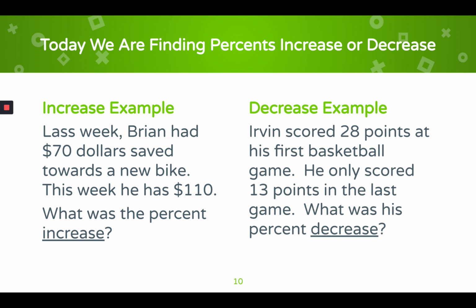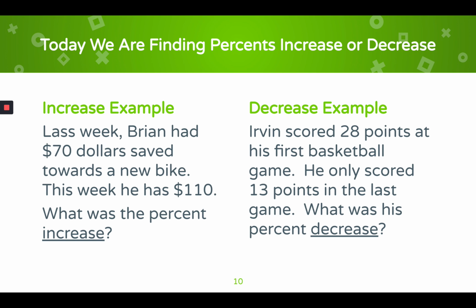How about this one? Irvine scored 28 points at his first basketball game. He only scored 13 points in the last game. What was his percent decrease? So again, it's a change in value, either going up, in the case of the first example, or going down, as in the case of the second example. It's a change in value, and you got to find the percent. We're going to jump into some example questions.